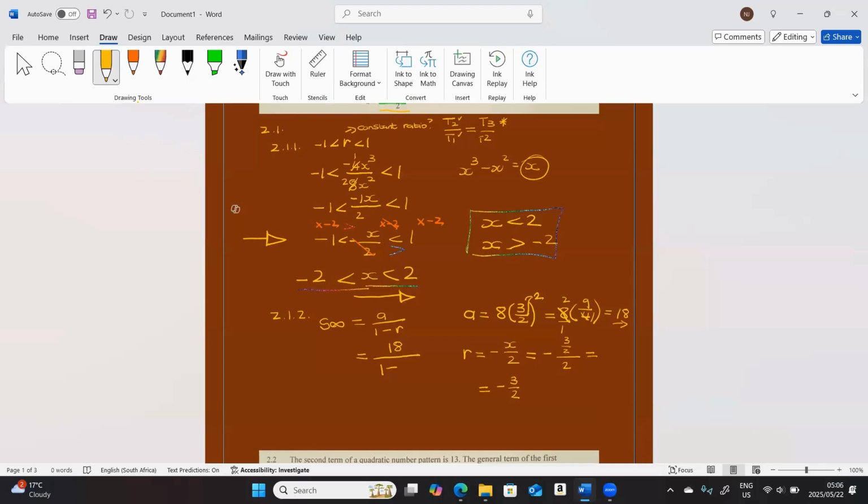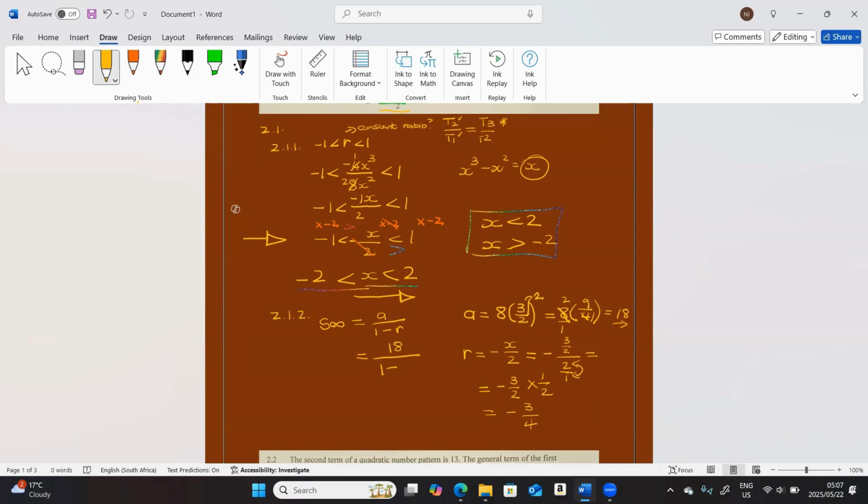To divide the 3 over 2 by 2, you will have to change your division line into a multiply, and then you will have to do the reciprocal of the denominator. It's currently 2 over 1, so you will have to change it to 1 over 2 because we have to do the reciprocal when we divide. Then your final answer for R, when we multiply our numerators and denominators, is negative 3, because 3 times 1 is 3, and 2 times 2 in my denominator is 4. So my answer for R is negative 3 over 4.